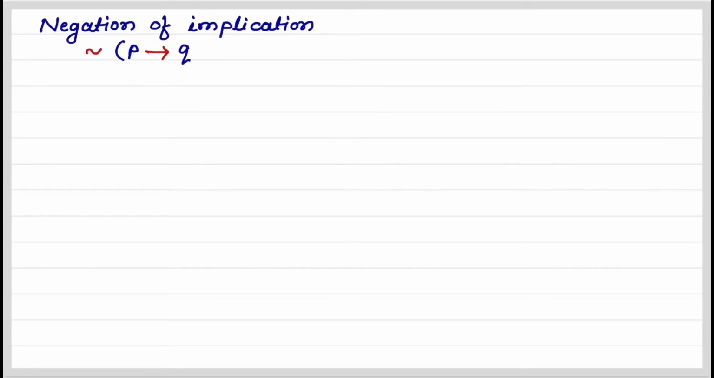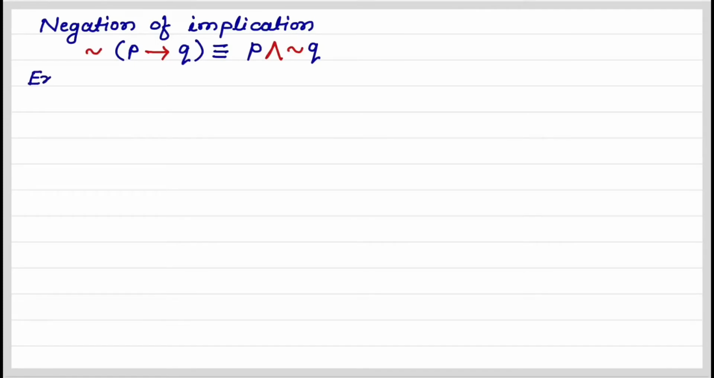Now we will see negation of implication. Next compound statement is implication. Now we have to see how to do negation of implication. Negation of implication, that is P implies Q, is equivalent to P and negation of Q. That is, conjunction of first statement and negation of second statement. This is the negation of implication. You can also verify this with a truth table. Make a combined truth table for it and verify it.